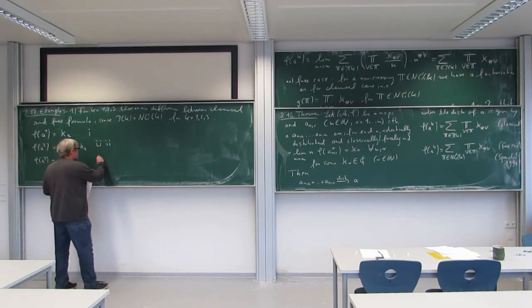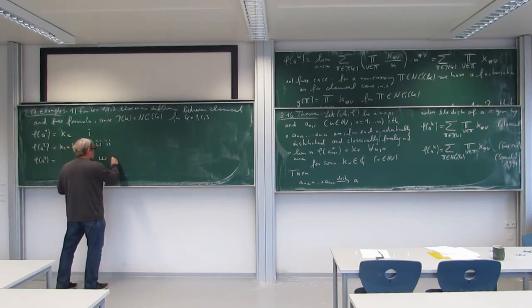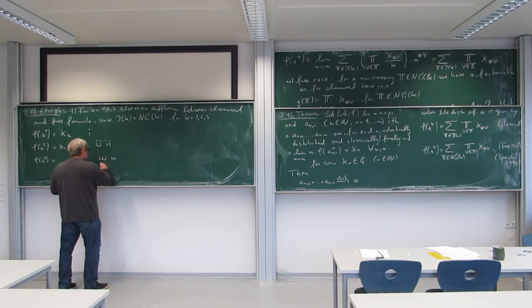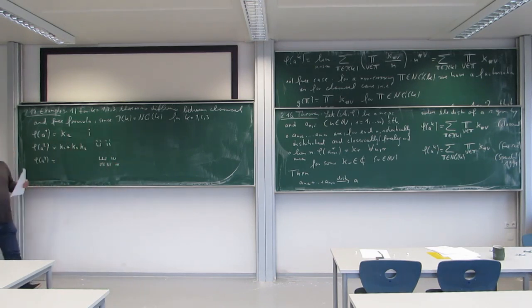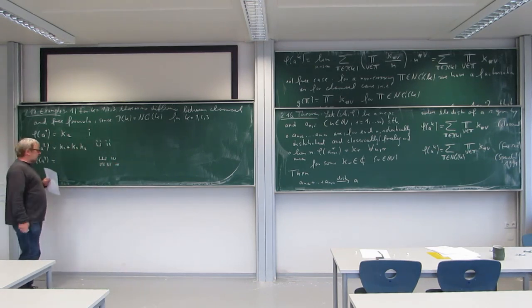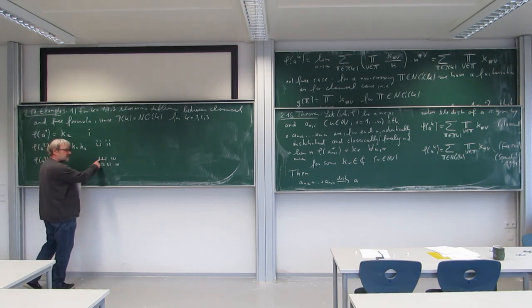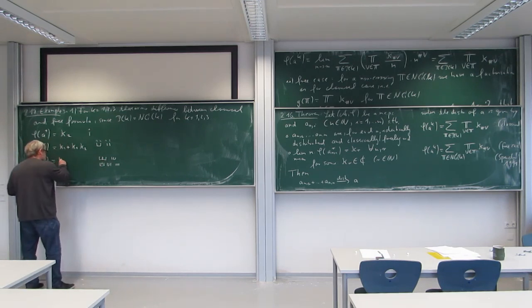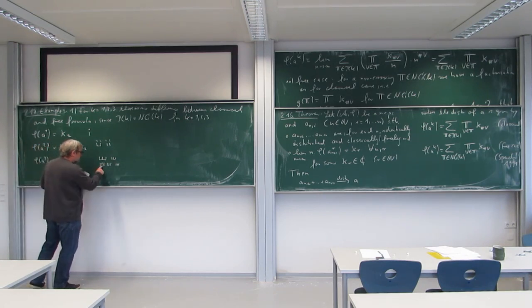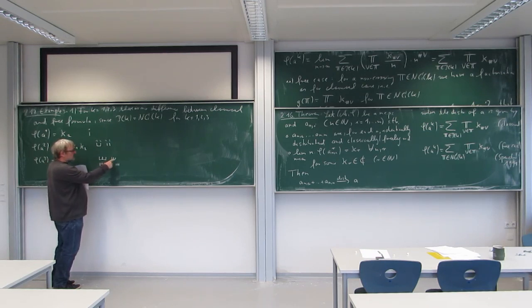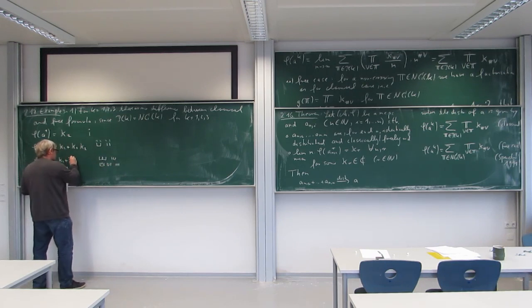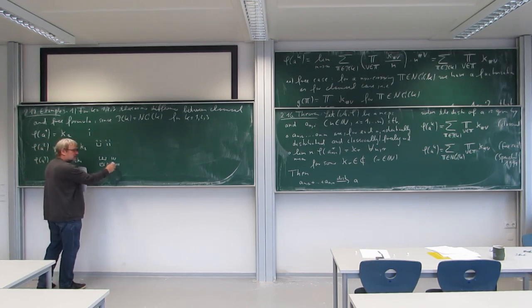For the third moment, there I have 5 partitions of 3 elements. All of them are non-crossing, so it's still the same formula. What is the contribution? The one with a single block of 3 elements gives a kappa 3. Then there are three partitions with a block of size 2 and a block of size 1, so their contribution is kappa 2 times kappa 1. They all give the same contribution, so I have 3 times kappa 2 times kappa 1. And the last one gives kappa 1 times kappa 1 times kappa 1.